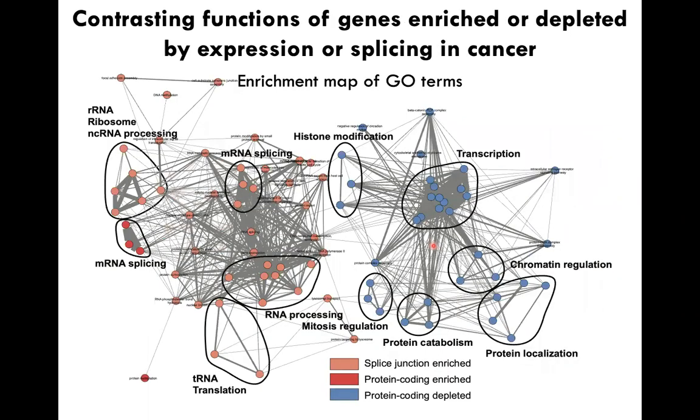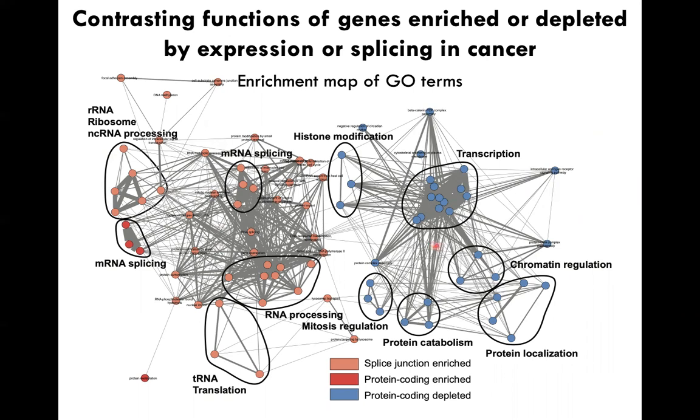This is a map showing GO terms from biological functions that are significantly enriched from genes that are enriched or depleted by expression or splice junctions in cancer. Each node is a GO term, and edges show terms that have genes in common, with the thickness of the edge representing the number of genes that two terms have in common.